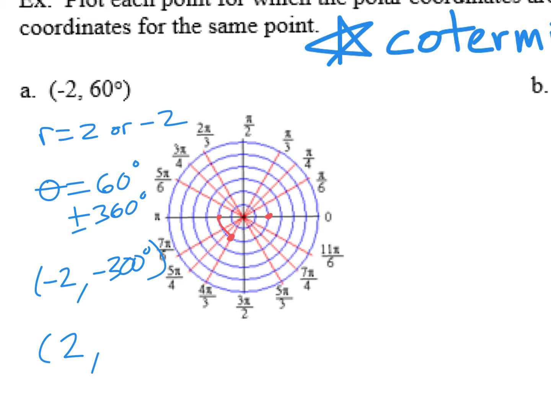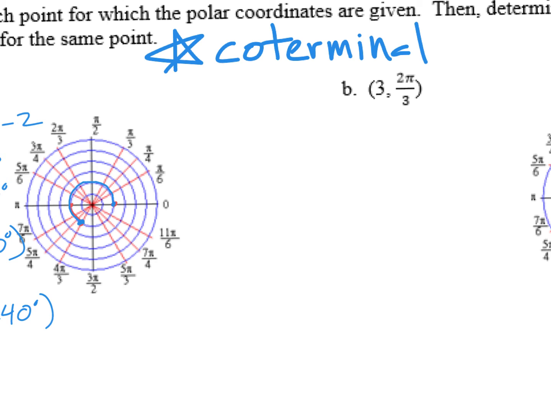So now, if I were to go positive 2, this doesn't follow the whole coterminal thing. I have to think of what angle I need to follow to get back to that same point, and that would be 240 degrees. Either one of those two would do it. It would get you back to the same spot.